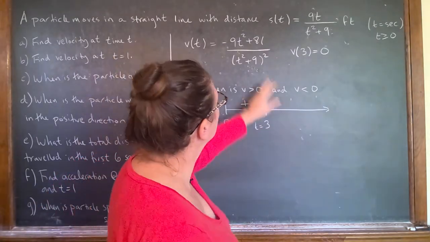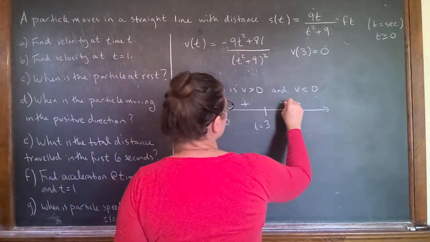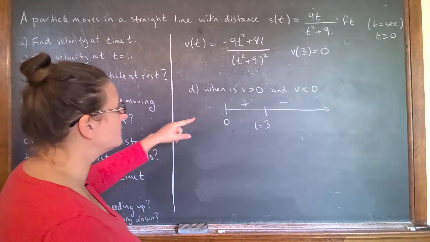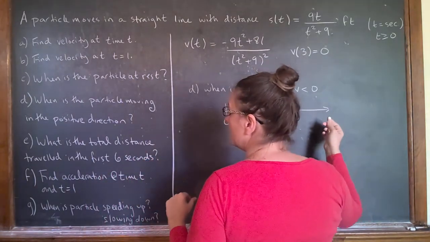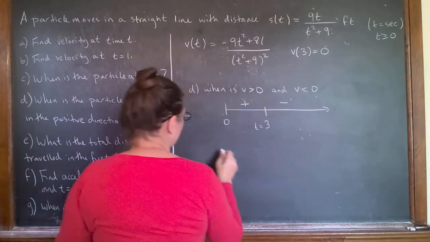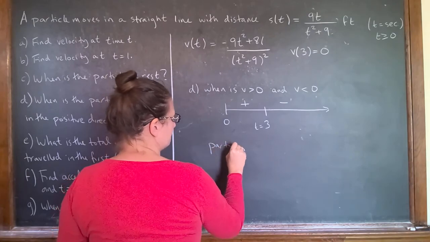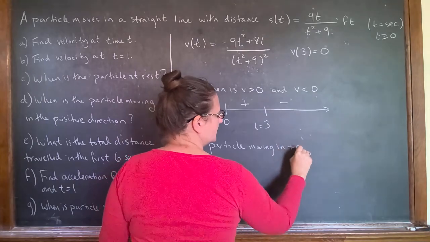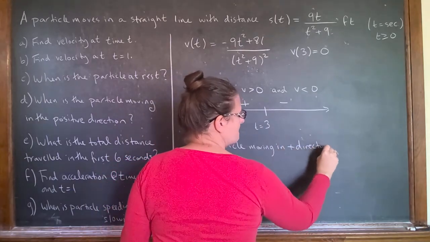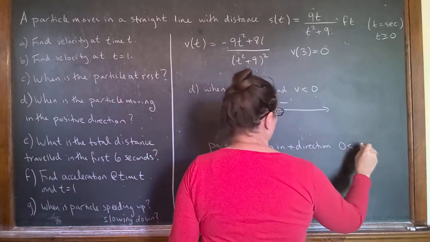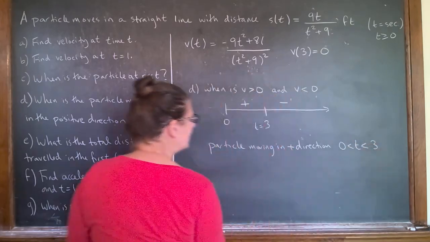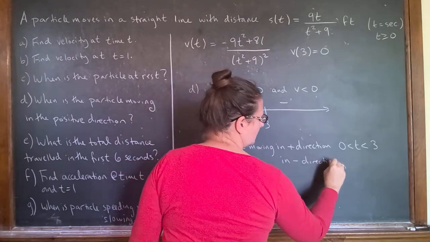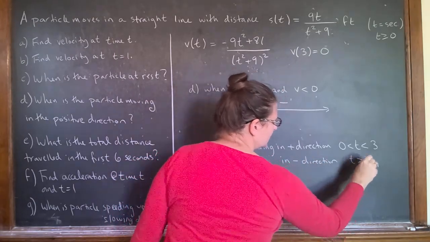If I put in t equals 4, I'm going to get something negative. So I can now answer my question. The velocity is positive, meaning the particle is moving in a positive direction. So the particle moving in the positive direction is happening from t equals 0 to 3, and then in the negative direction, it's going to happen for t greater than 3.